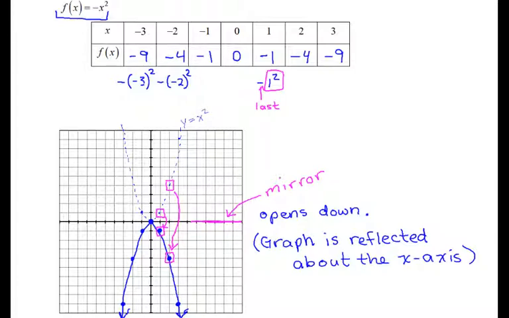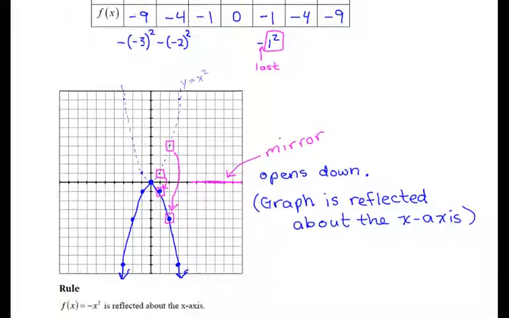So we have a very simple way of interpreting this reflection, but reflections will come up for other graphs as well, and they're not always as simple as just making a parabola open down. Sometimes you really do have to think very carefully about what it means to reflect about that x-axis. So it's worth giving it a little bit of thought right now. But for our purposes, it works to just say the parabola opens down.